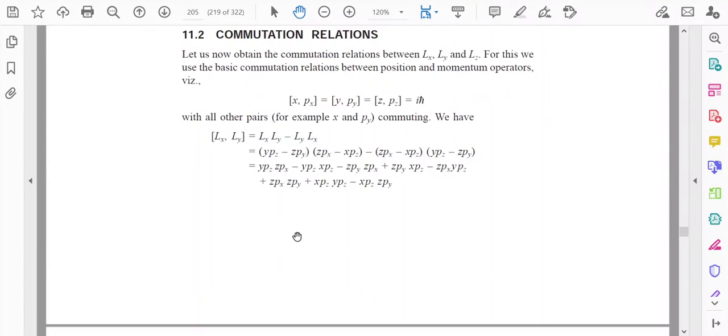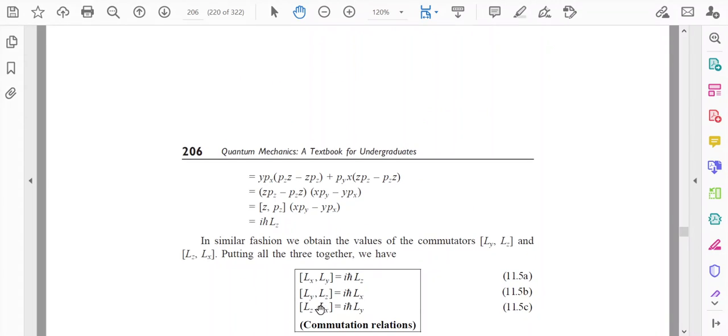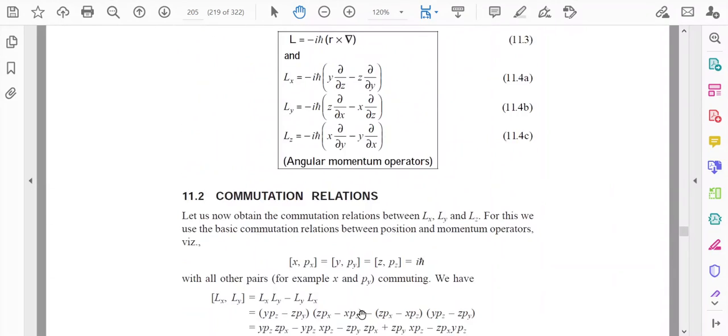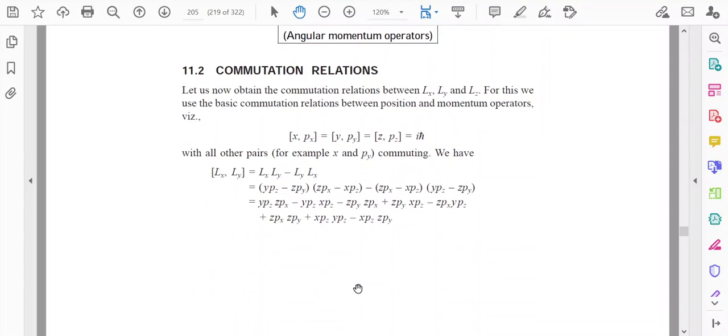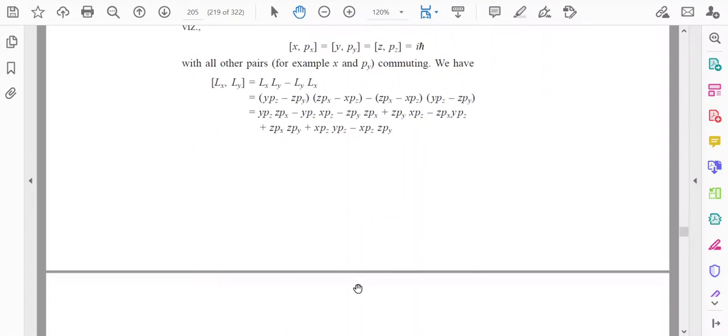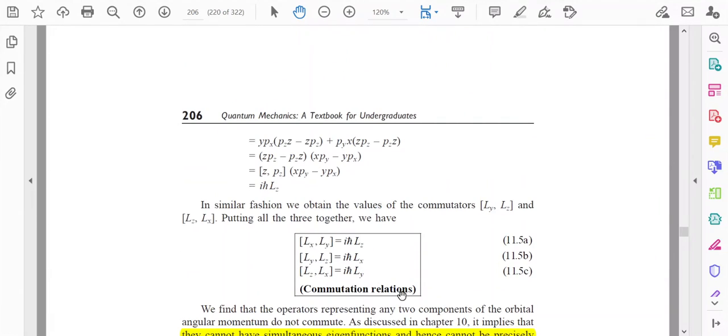If you start in a similar manner, we can also show that [Ly, Lz] gives you iħ Lx, and [Lz, Lx] gives you iħ Ly. You just have to use the relations described here and simplify properly, and in that way we can show these three commutation relations. These are the commutation relations involving the angular momentum operators.